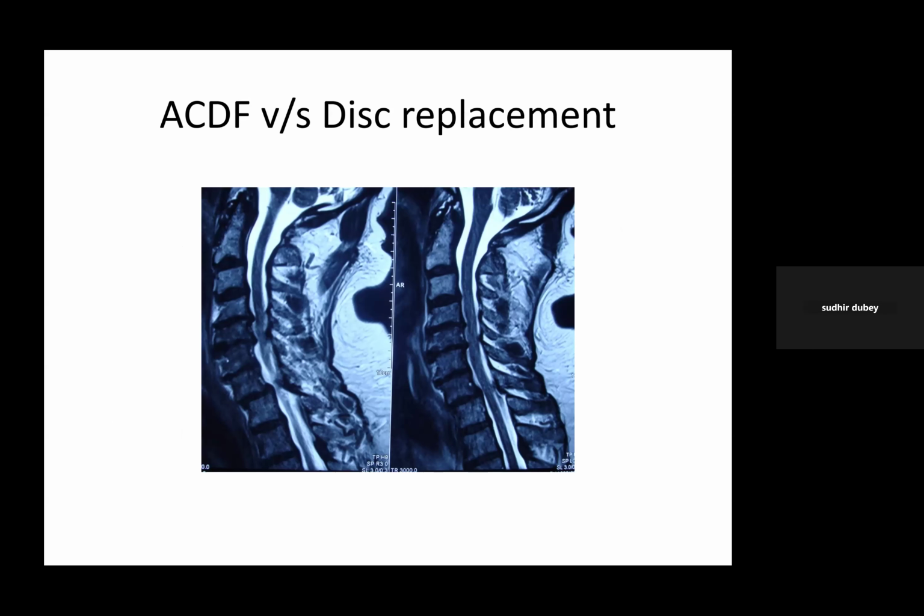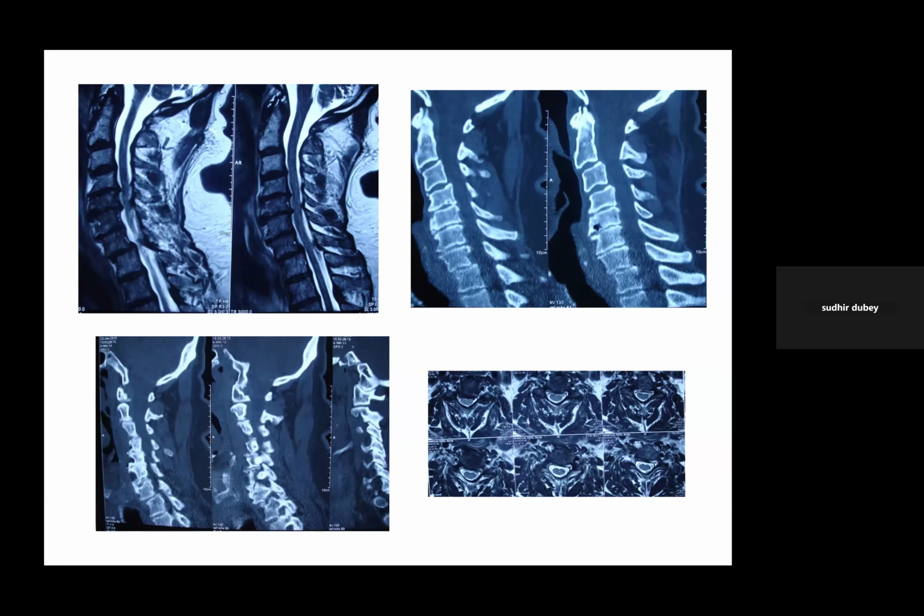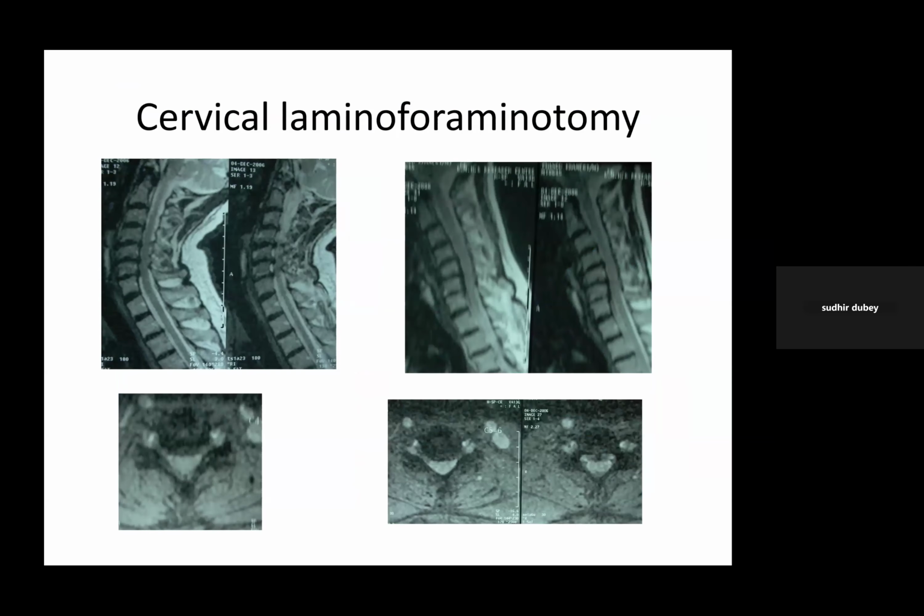So ACDF and disc replacement you will use for patients where there are multiple levels and you have a kyphosis, and you can address it. In this patient, if you try to do foraminotomies, you will find that you're also landing in trouble a few years down the line, because there are multiple levels. You are seeing the cord getting kinked. So foraminotomies are not ideal, and ACDF will be an ideal procedure for these kinds of patients.